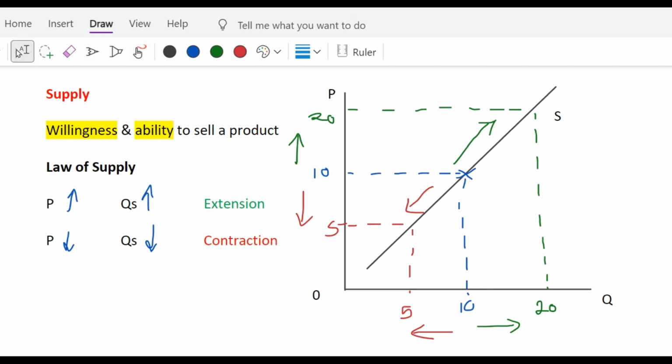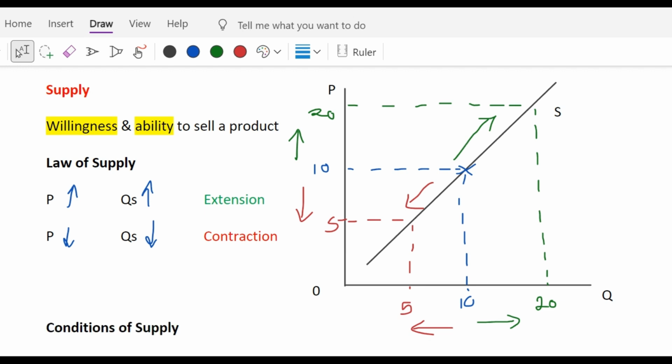Now let's move on to conditions of supply. These are the factors other than price that will affect the supply. Now the effect of these conditions will be an increase or a decrease in supply, which is basically a shift in the curve.